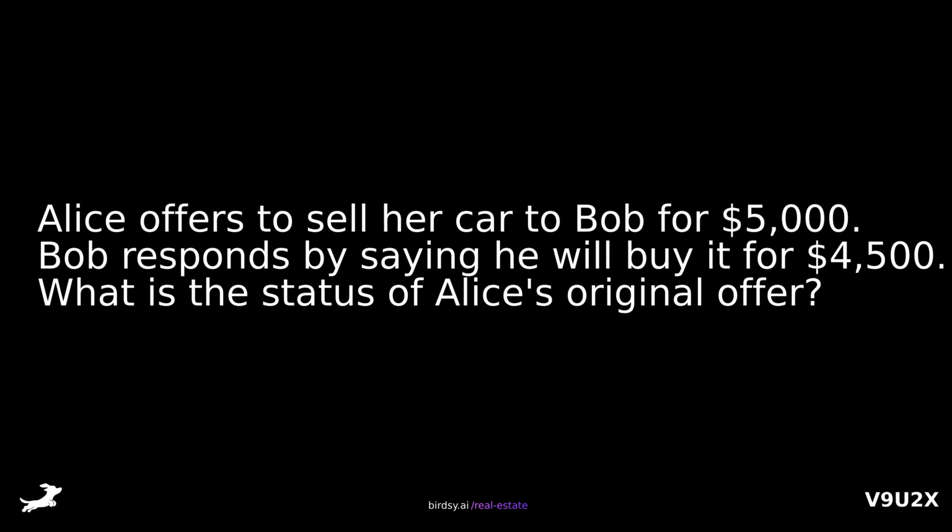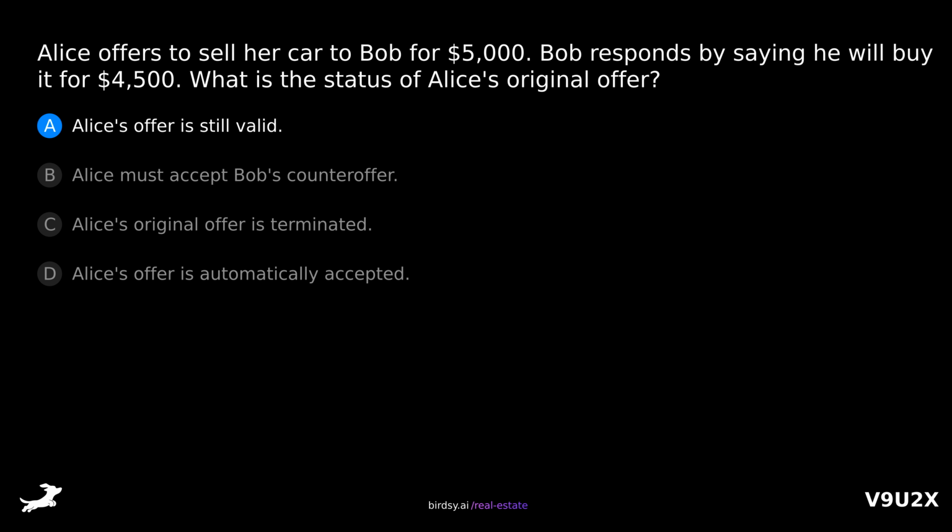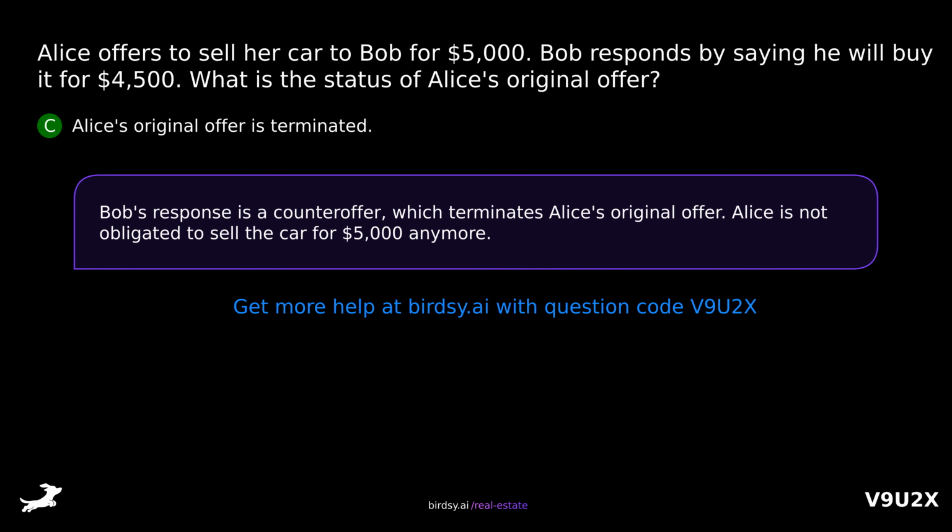Alice offers to sell her car to Bob for $5,000. Bob responds by saying he will buy it for $4,500. What is the status of Alice's original offer? Is it A. Alice's offer is still valid, B. Alice must accept Bob's counteroffer, C. Alice's original offer is terminated, or D. Alice's offer is automatically accepted? The answer is C. Alice's original offer is terminated. Bob's response is a counteroffer, which terminates Alice's original offer. Alice is not obligated to sell the car for $5,000 anymore.